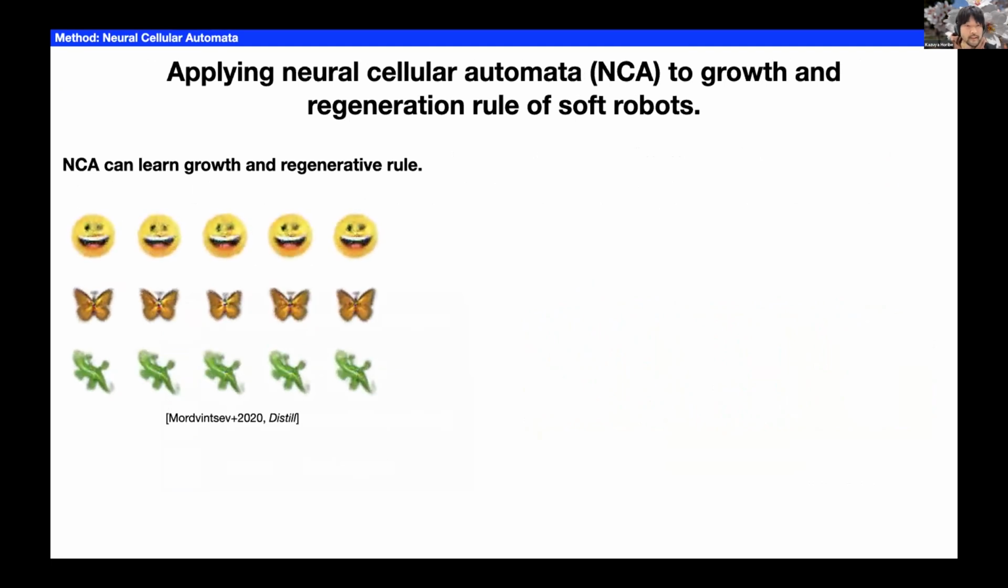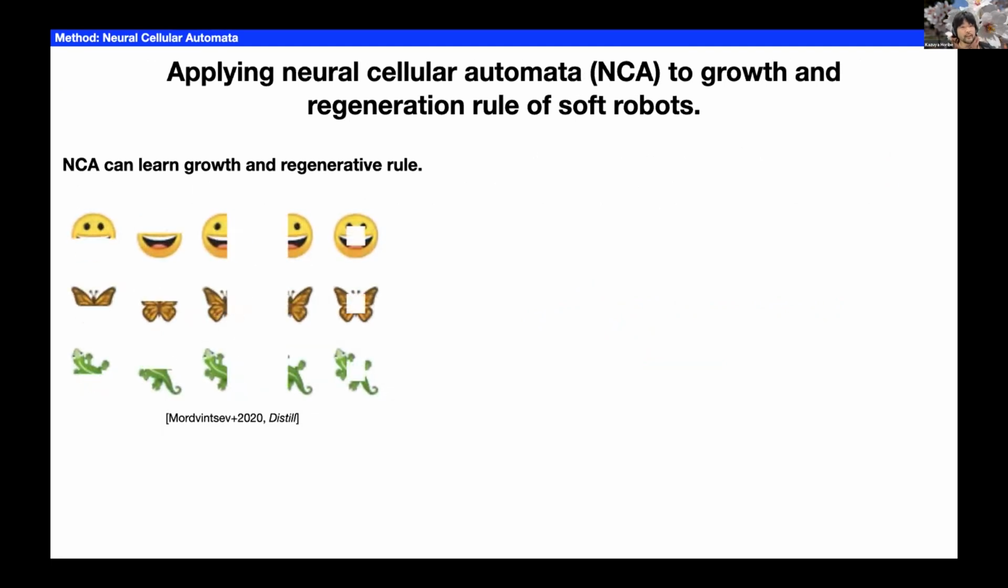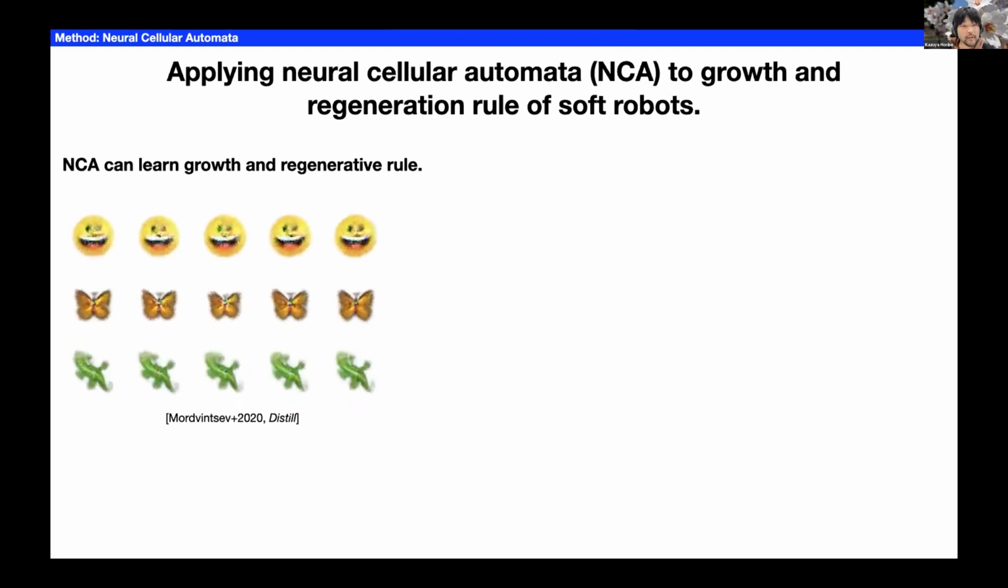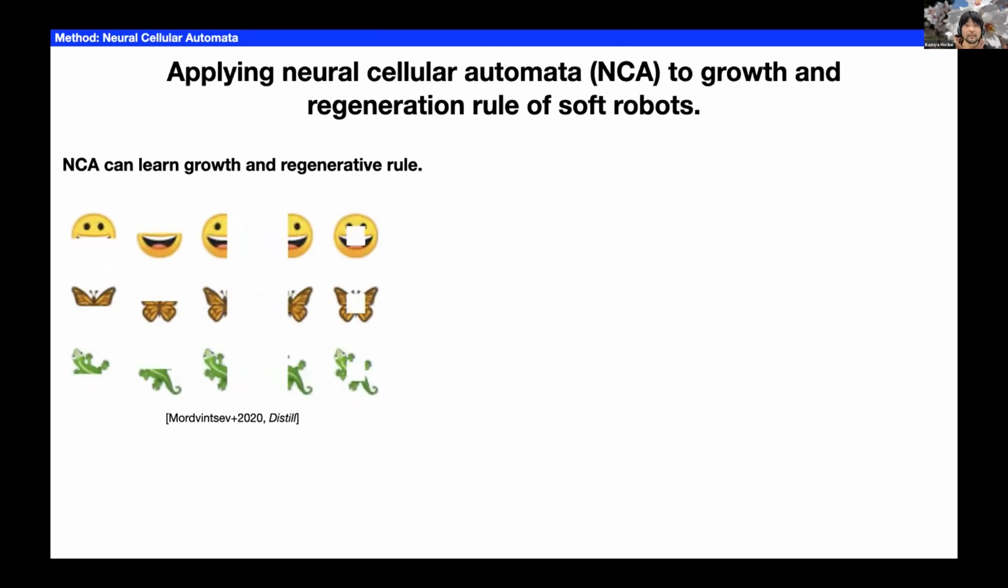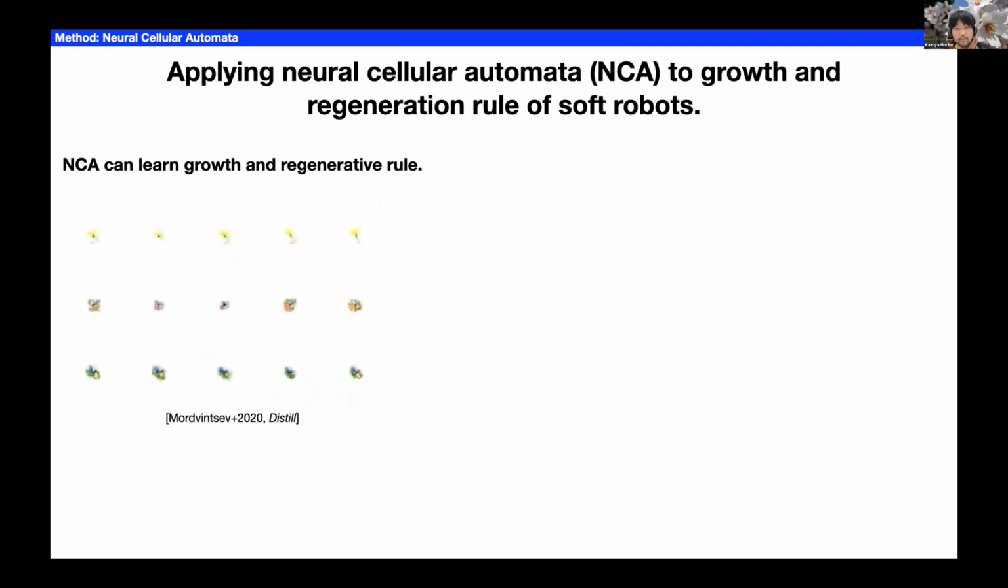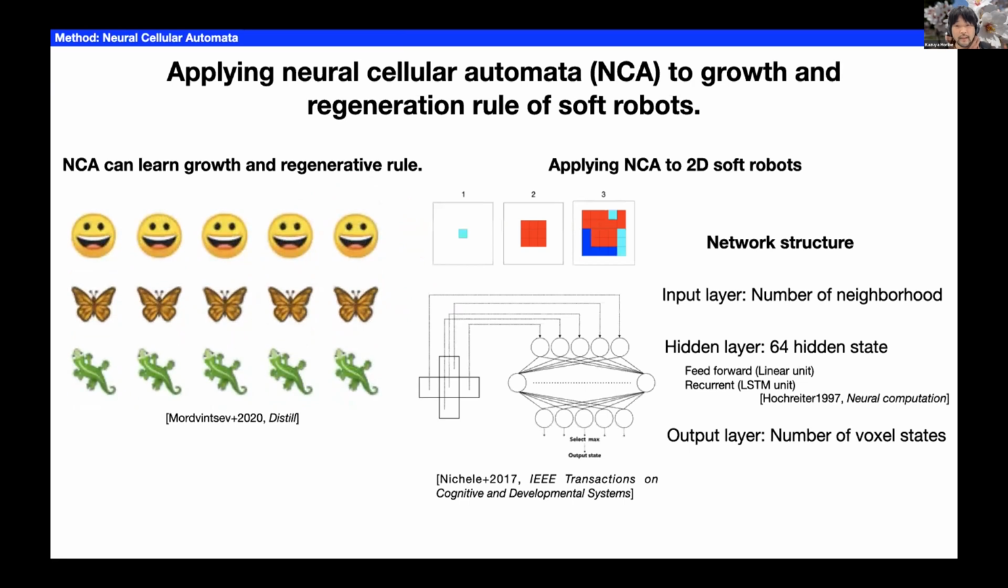So what is the neural cellular automata? Neural cellular automata is one kind of cellular automata. Usually the cellular automata determines the rule for the time evolution. But neural cellular automata search for this rule using a neural network. For example, this neural cellular automata can learn the growth and regenerative rule. So we try to apply the neural cellular automata to the 2D soft robot.